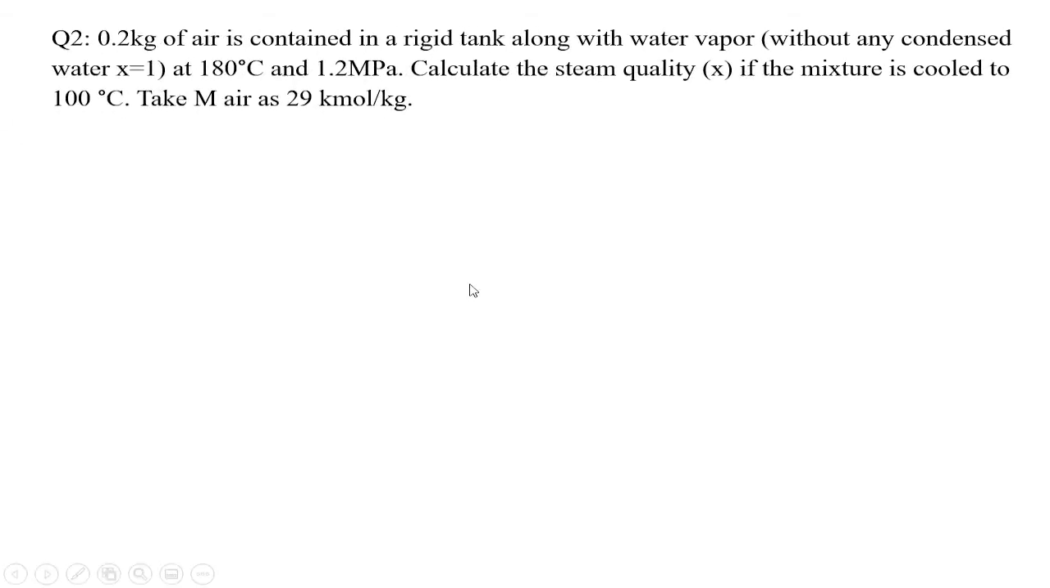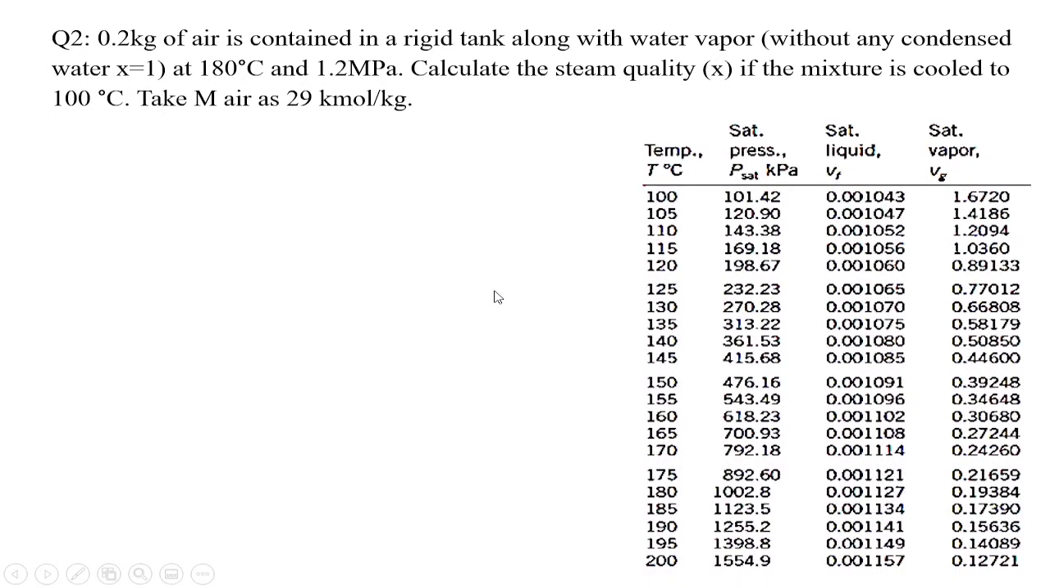So the second question, we have a mixture of gas and vapor, so we will need to use the steam table. We have two conditions. The initial condition is at 180 degrees Celsius and 1.2 megapascal. Then we cool down to 100 degrees Celsius. So at 180 degrees Celsius we have the dryness is 100%, or the quality of the steam X equals 1, meaning we don't have any condensed water, while when we drop the temperature, we'll have some water condensed in the container.